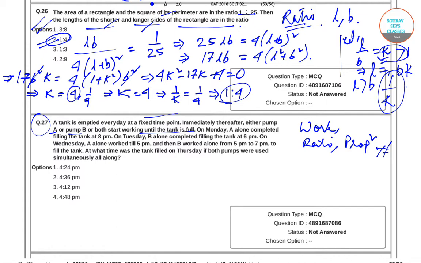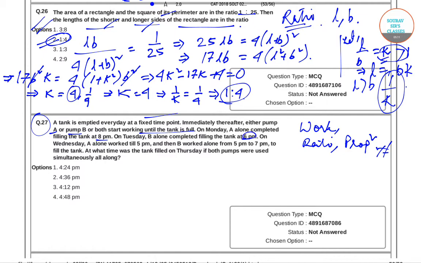Either pump A is used or pump B is used, or both of them are used until the tank is full. Now what happens on Monday? On Monday, pump A alone worked and it completed filling the tank at 8 p.m. Okay, it worked up till 8 p.m. and filled the tank. On Tuesday, B completed filling the tank at 6 p.m.